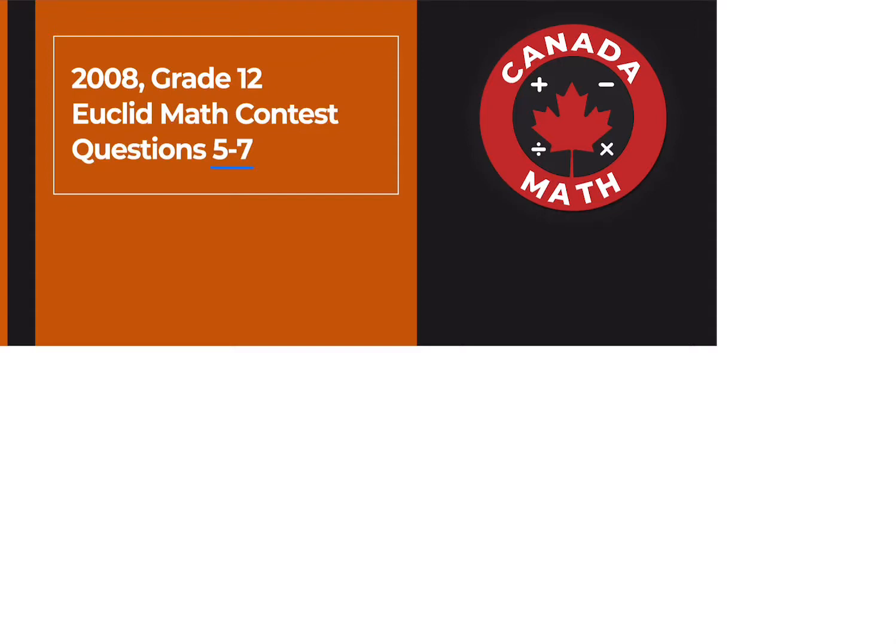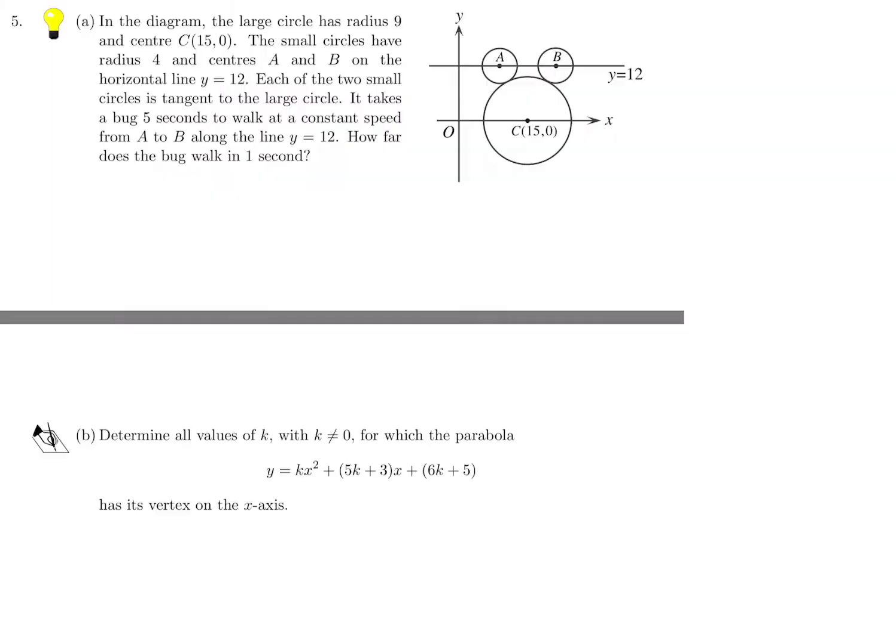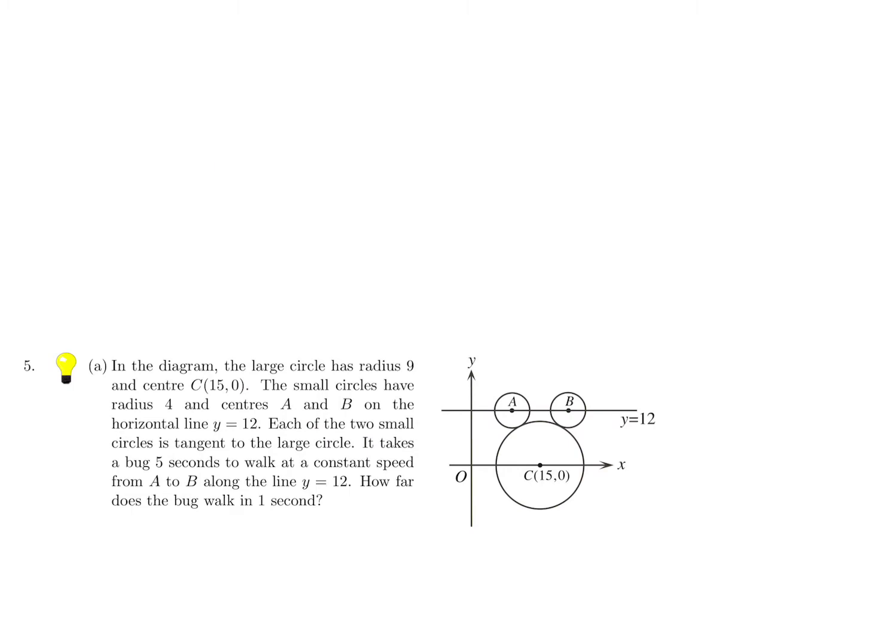Questions 5 through 7 on the 2008 Grade 12 Euclid Math Contest. In the diagram, the large circle has radius 9 and center (15, 0). The small circles have radius 4 and centers A and B on the horizontal line y equals 12. Each of the two small circles is tangent to the large circle. It takes a bug 5 seconds to walk at constant speed from A to B along the line y equals 12. How far does the bug walk in 1 second?